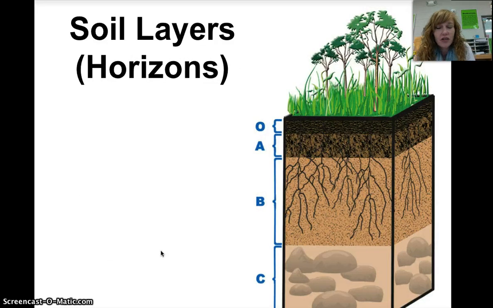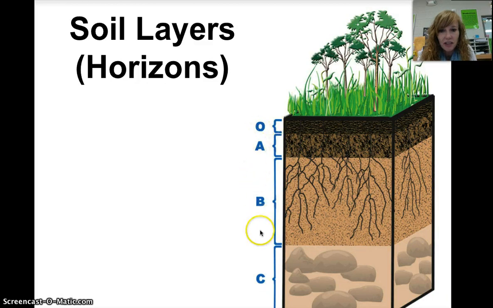So when we look at soil, it's not just all the same. It has what we call layers or horizons. That's just another name for layers. So you either can say soil layers or the soil horizons. And this is a good soil profile right here. A profile is just kind of a picture of what it all looks like.